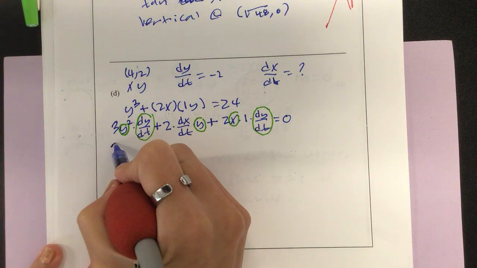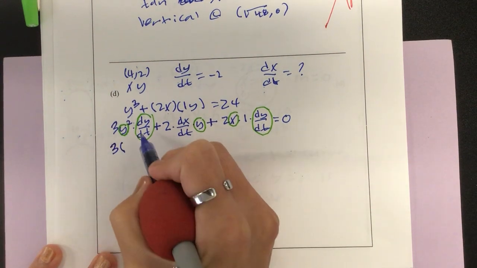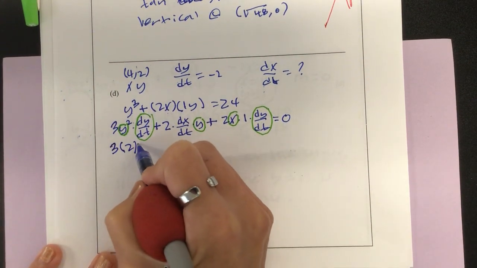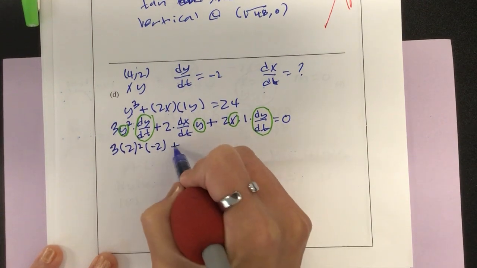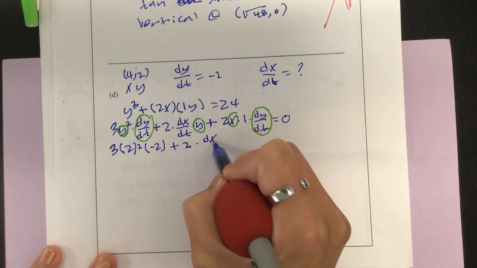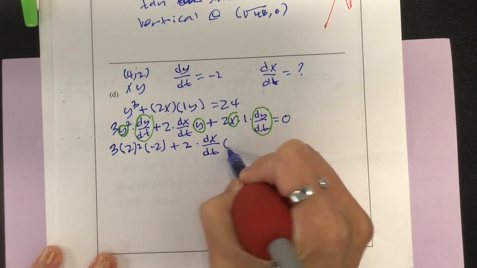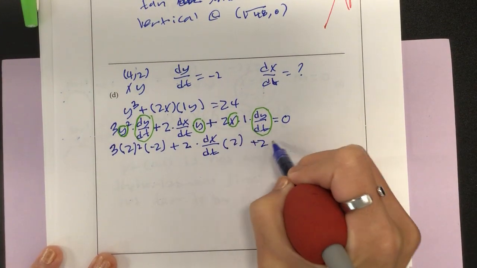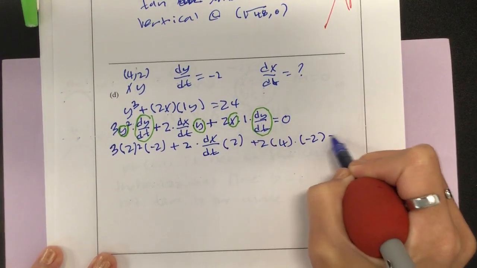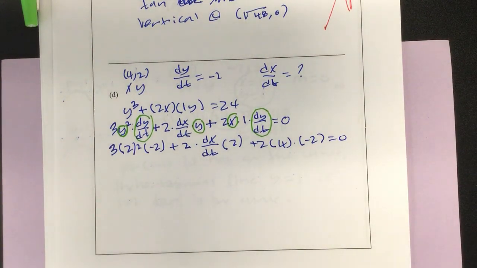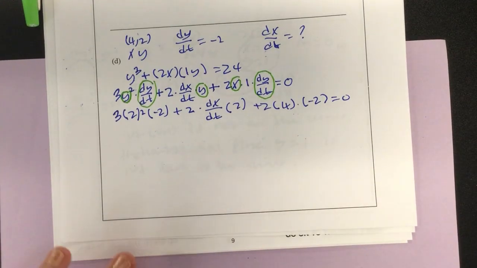So we have 3, and just for teaching purposes, I'm going to plug everything in. Some of you guys may want to do this in your head. That's up to you. But I would not risk that, especially if you know how to do it. And then y is 2, plus 2, x is 4, and then we have dy over dt is negative 2, is equal to 0.